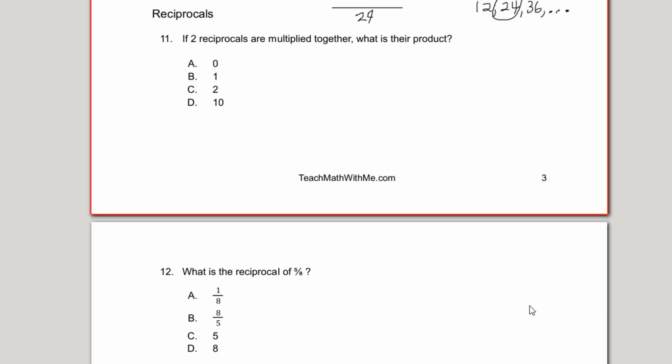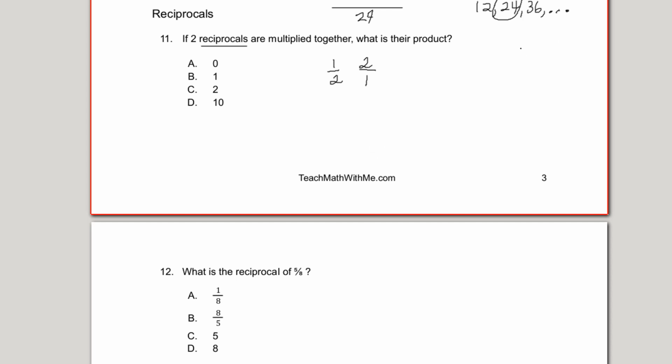Now we're going to take a look at reciprocals. Question number 11 says, if two reciprocals are multiplied together, what is their product? Okay, first of all, we need to know what reciprocals are. If I have, let's say, the fraction 1/2, the reciprocal of 1/2 is just making the numerator the denominator and the denominator the numerator. So the reciprocal of 1/2 is 2/1, which is 2.